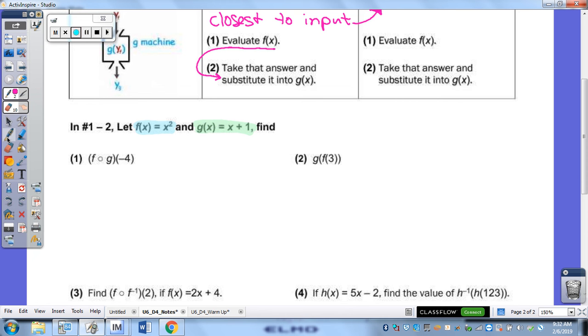G of x is going to be the function x plus 1. So those are our 2 functions we're dealing with, f and g. So here they want us to find f of g of negative 4. So again, we start with the one closest to the input value first. So we're first going to figure out g of negative 4.